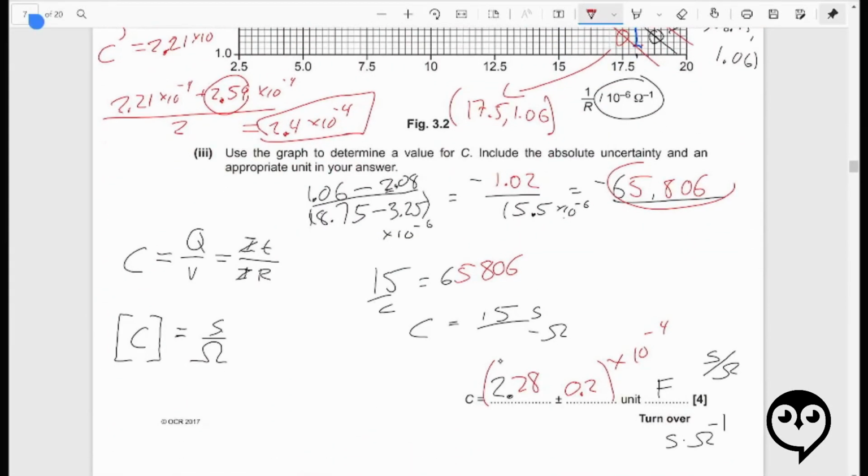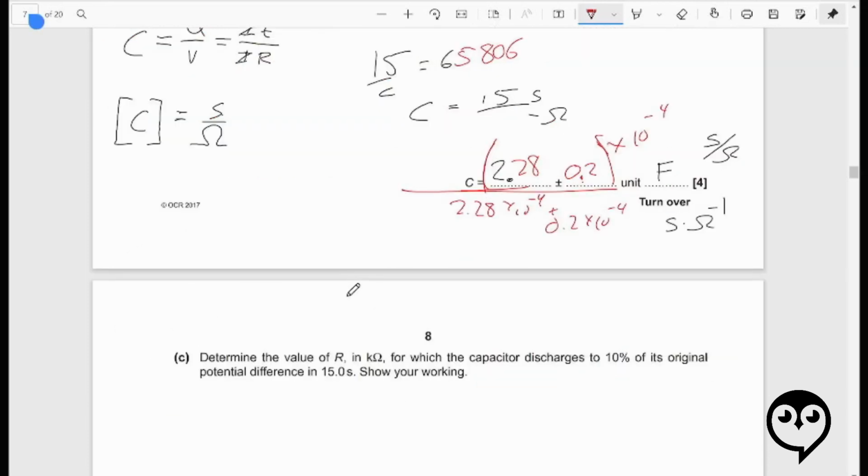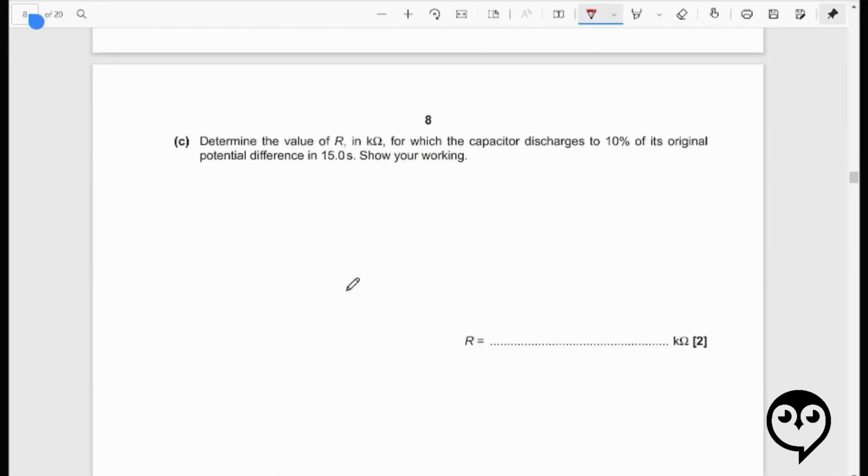I'm not sure how you want to group this. I don't know if you are told to write them separately like this, but they don't give you enough room to write your answers down, so just group it how you can. Let's move on to part C.